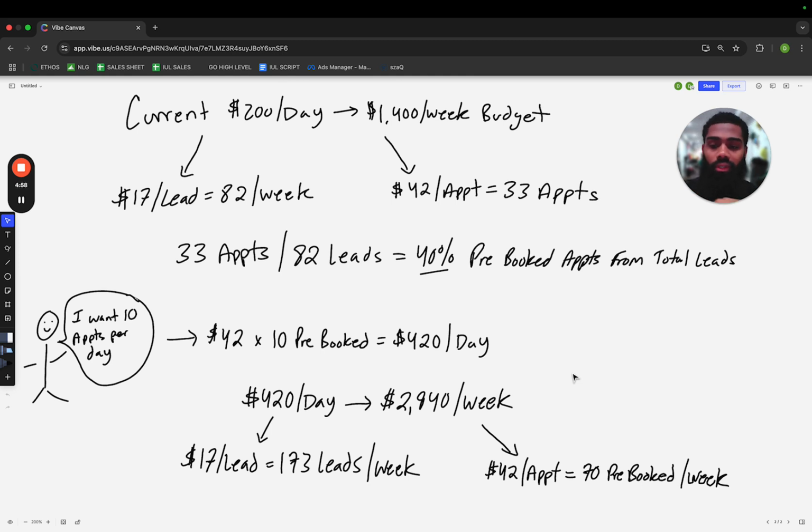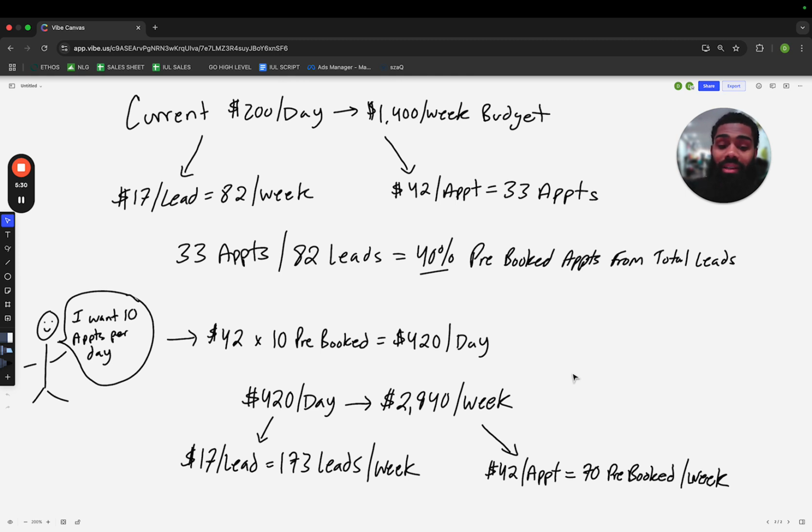Now, as we go down, he says, Don, I want 10 appointments per day. Well, now that we know that he wants 10 appointments per day, all we had to do was the math. We know that you're averaging thus far $42 per appointment, which means that if you want 10 appointments per day, we do $42 per appointment multiplied by 10, and that means that he needs to spend $420 per day on average to get 10 appointments per day.